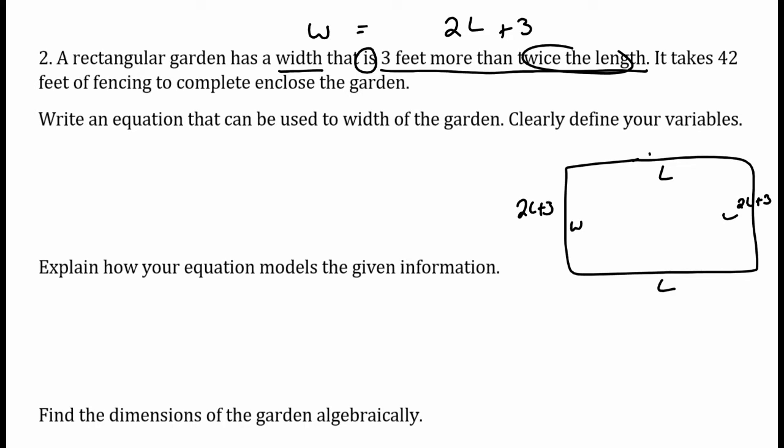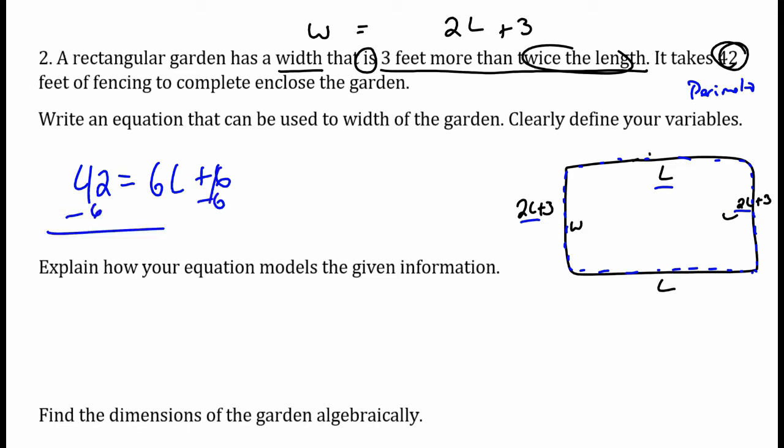So write an equation here. Well, what else do I know? It takes 42 feet of fence. So to put up my fence around this garden here is 42. Well, the fence represents the perimeter. So the perimeter equals, well, let's go travel around. 2L, 2L plus 3, 2L, 2L plus 3, that's 6 L's, plus 6 gives me 42. We can solve this equation here.